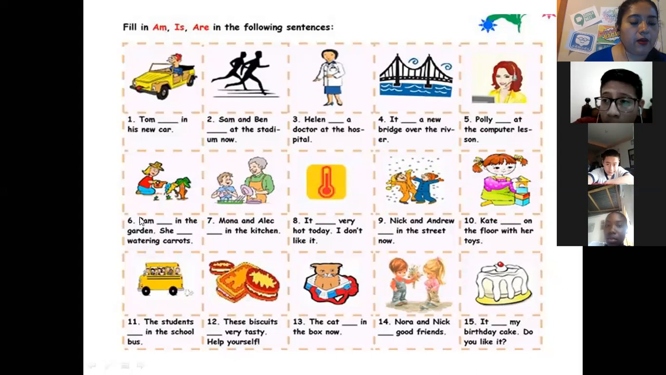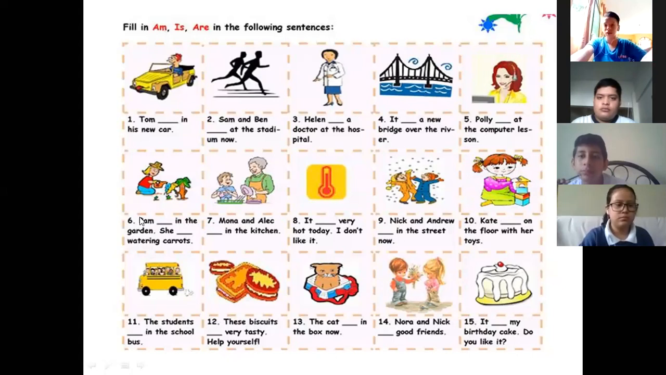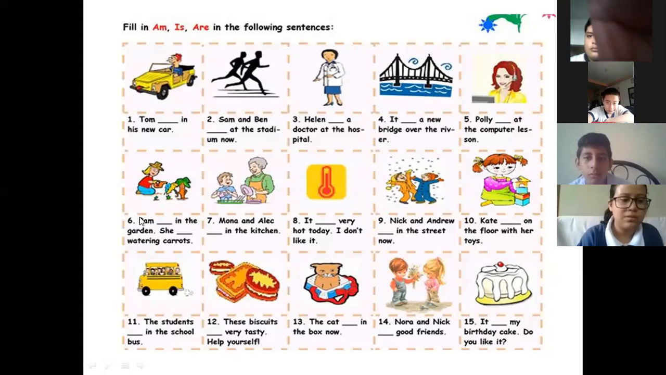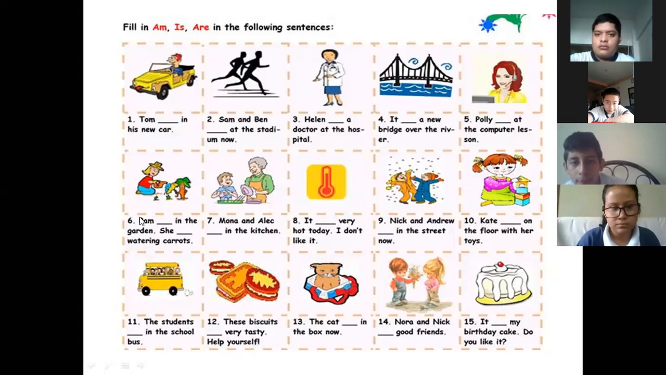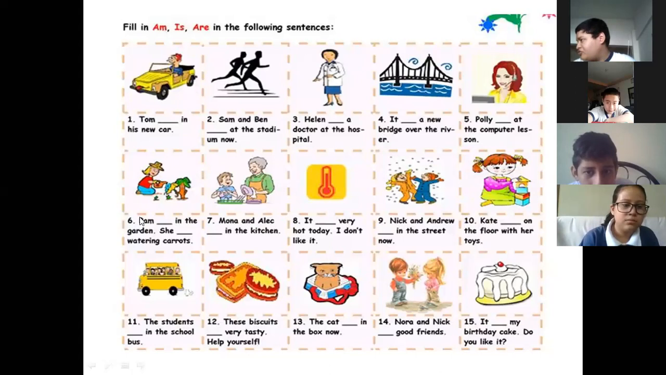Hello, María Arellano. Hello, María. Hello, you tell me the sentence number 6. Sam are in the garden. She is watering carrots. Very good. Thank you, Maria Arellano. The next one is you.